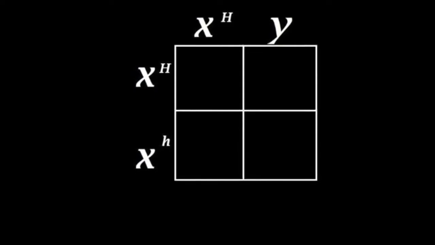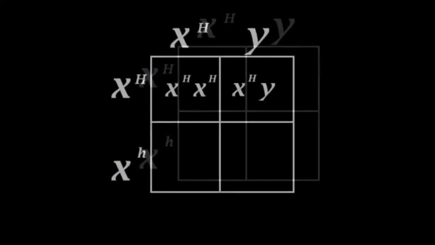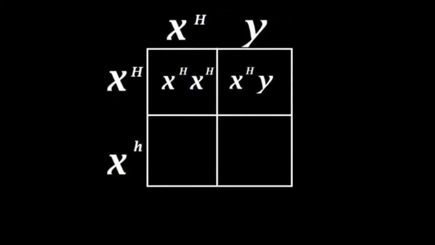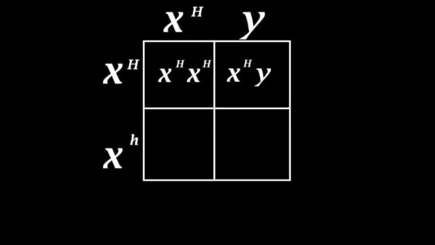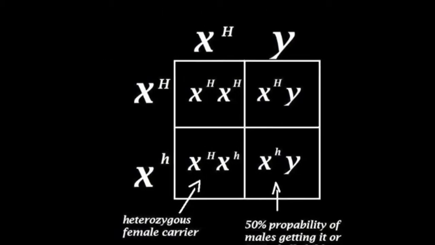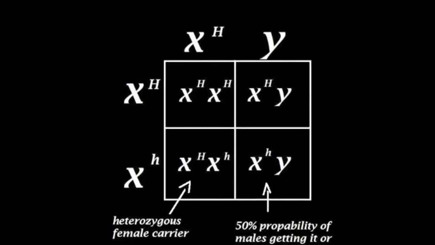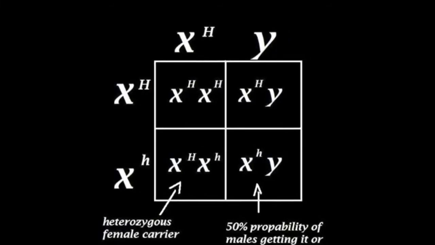Now, look here. 2 of the offspring will be normal. They won't carry the gene at all. 1 of the offspring will be a carrier of the gene, whereas 1 out of the 4 offspring will have hemophilia as a disease.